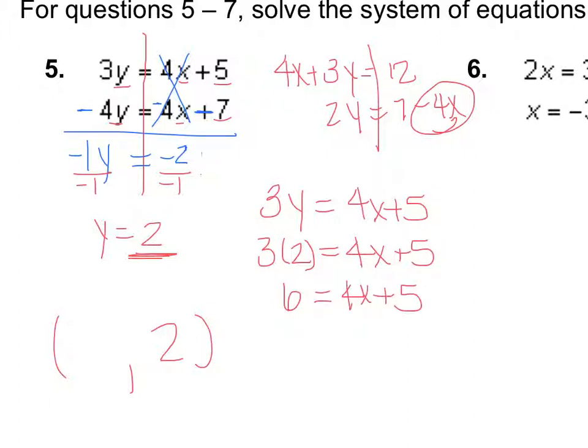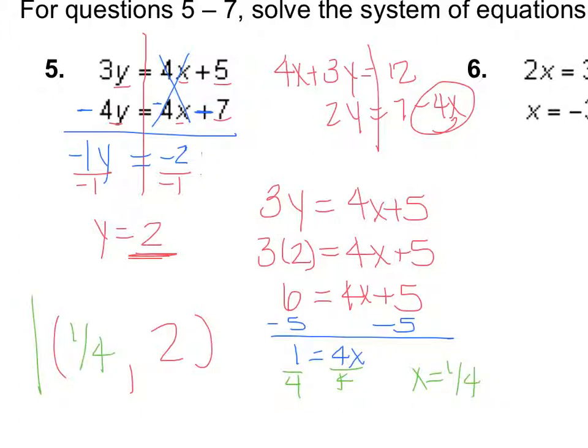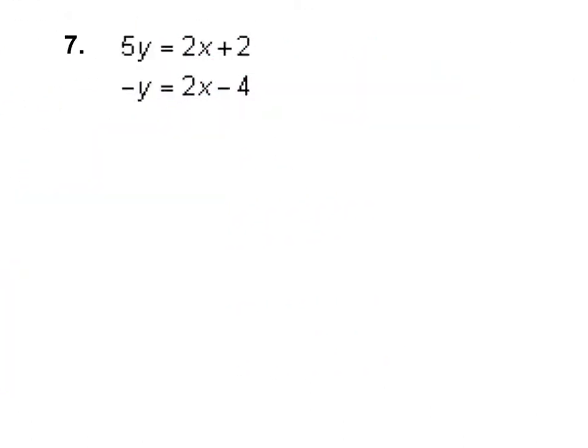equals 4x plus 5. I'm going to minus 5 from both sides. I get that 1 equals 4x. And then I need to divide both sides by 4. So I end up with my answer for x is x equals 1/4. So that would be the other half to my solution. Moving on to question 7.